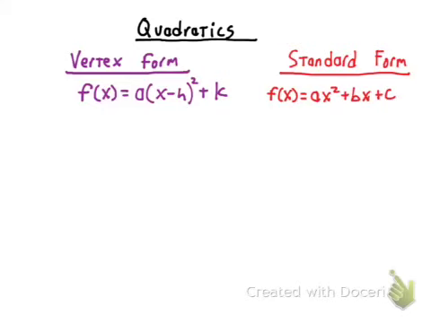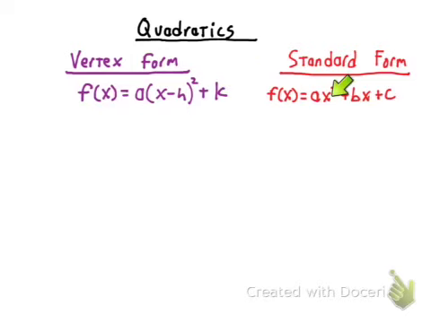Okay, today we're going to be talking about converting from vertex form into standard form and then converting from standard form back into vertex form. This is useful because vertex form lets us easily see where the vertex is. Our vertex is at whatever this h is here and whatever this k is here.